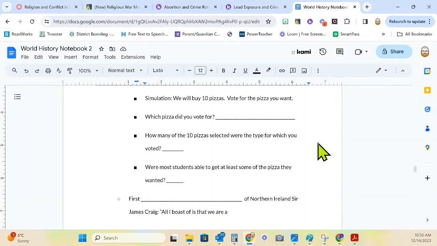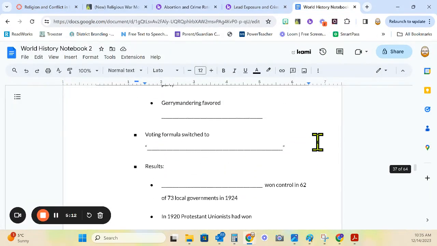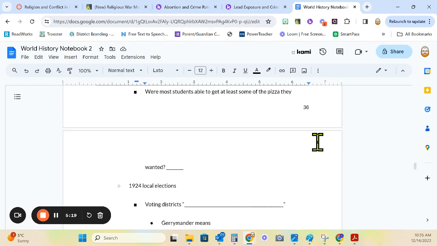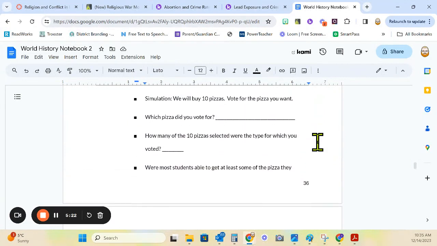Now, in your notes, let's talk about our results. The bottom of page 36. You need to write down the pizza you voted for. I can't tell you what that is because I don't know. I also can't tell you how many of the pizzas selected were the type you voted for. I can tell you that that number is either 6 or 1. And so if you picked Canadian bacon, it's 1. If you picked pepperoni, it's 6. For example.